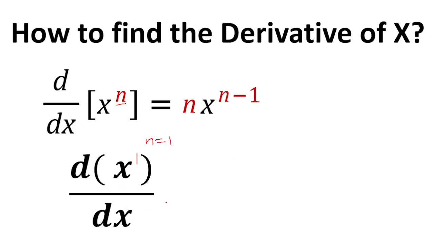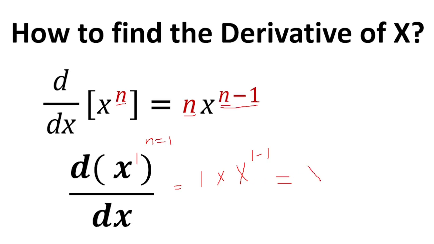So dx over dx equals n times x, where n equals 1, so 1 times x as it is, to the power n minus 1. Again, n equals 1, that means 1 minus 1. We can further simplify this. I'm not going to write the 1 because there is no point in writing 1.